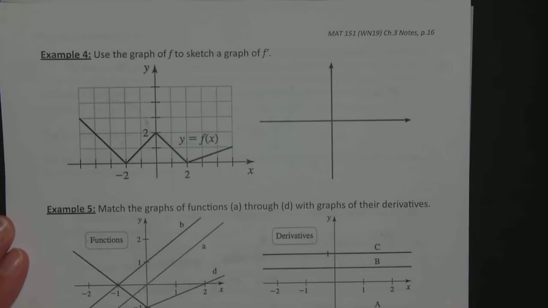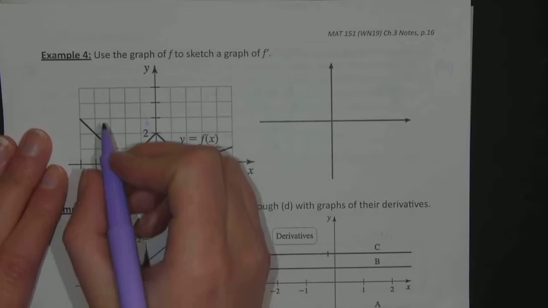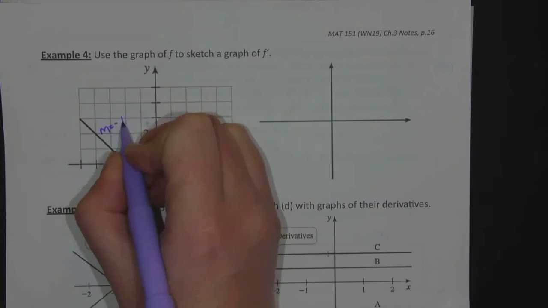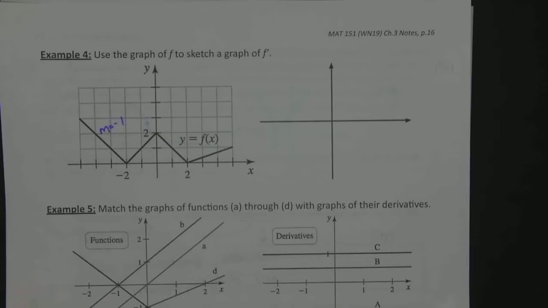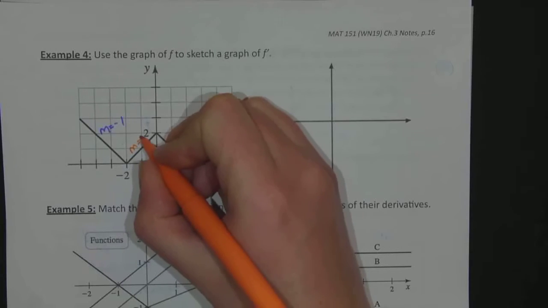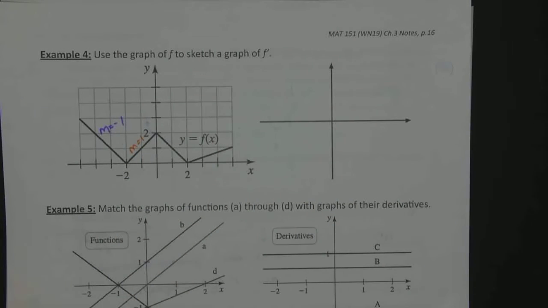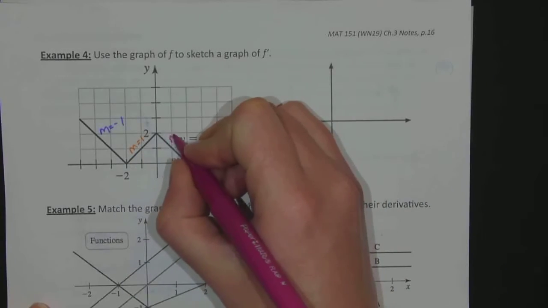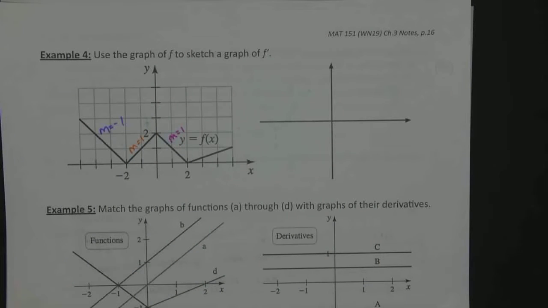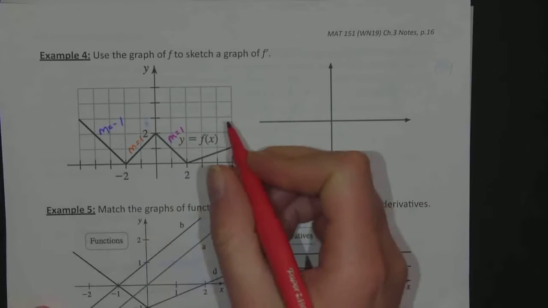In example 4, we're going to use the graph of f to sketch the graph of f prime. Okay, so this function is piecewise linear, so I can use exact values. So the slope over here is -1. Then the slope in the next piece looks like +1. Then the slope in the third segment looks like -1. And the slope of the last segment appears to be 1/3.